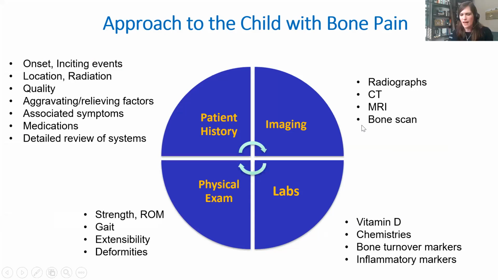For imaging and labs, we focus this more based on clinical concerns. So orthopedic pain is common in rare bone diseases, and so it's something you don't want to miss. And this often requires imaging, such as either radiographs, CT, MRI, or a functional scan like a bone scan. And labs, again, need to be targeted based on areas of concern, but often include things like vitamin D or chemistries, bone turnover markers, and inflammatory markers.